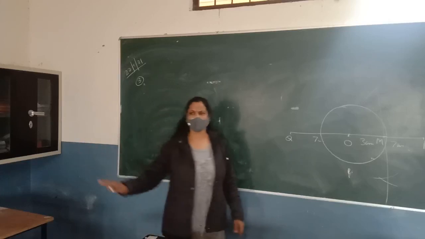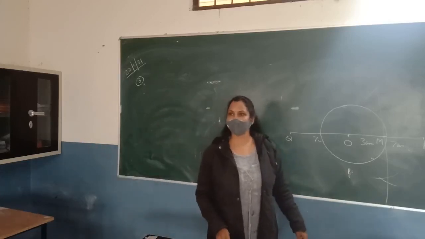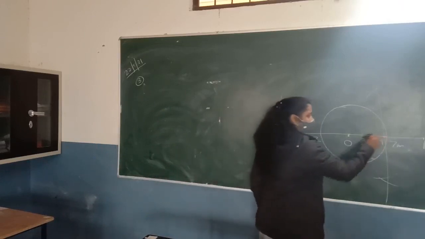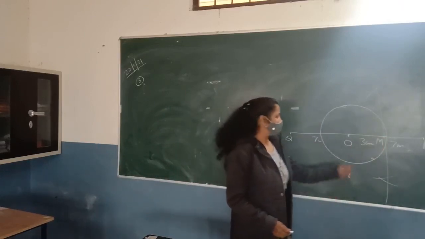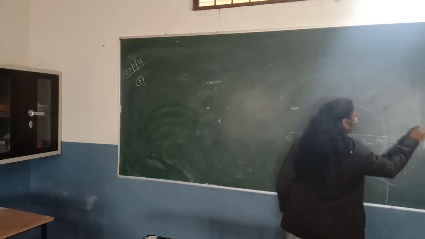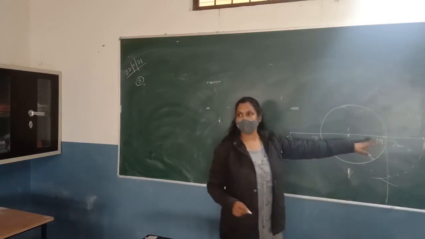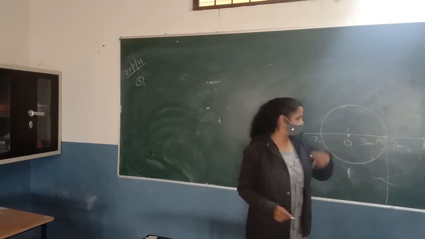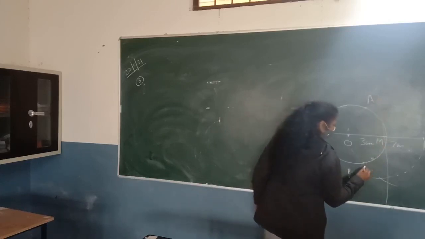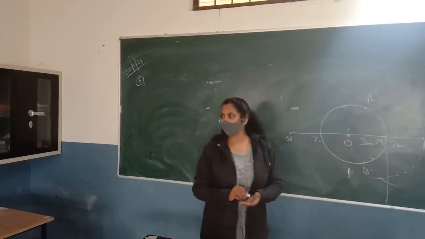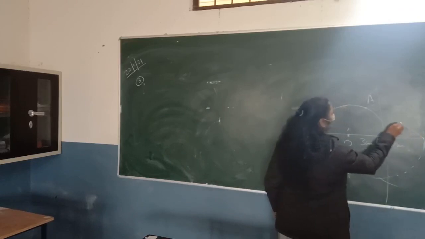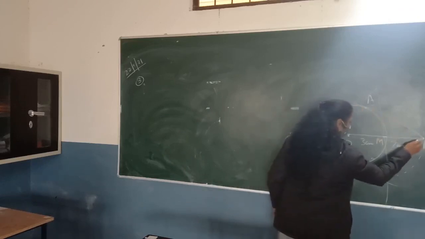Who is going to explain? Yes, Anshika. Taking M as the center and OM as the radius, draw the circle. Okay, very good. So we will draw the circle with center M and taking OM as the radius. Very good. It intersects the given circle at 2 points, A and B. So join the point P with A and P with B.